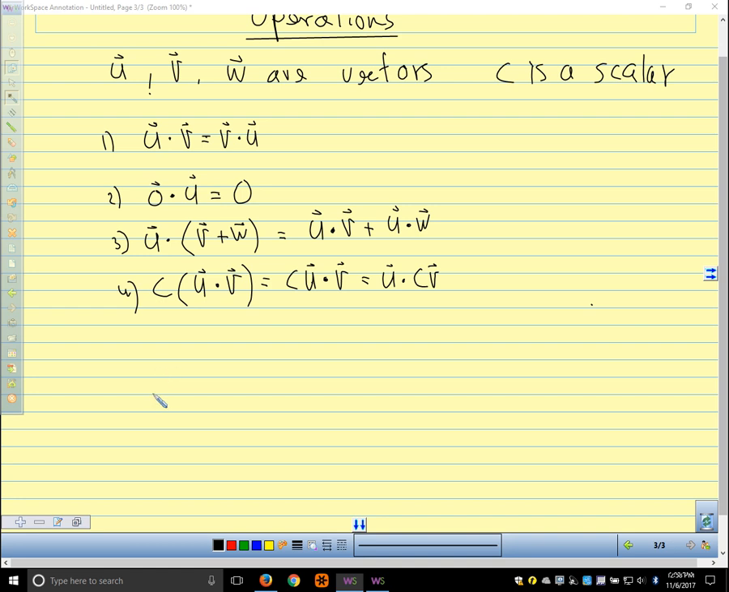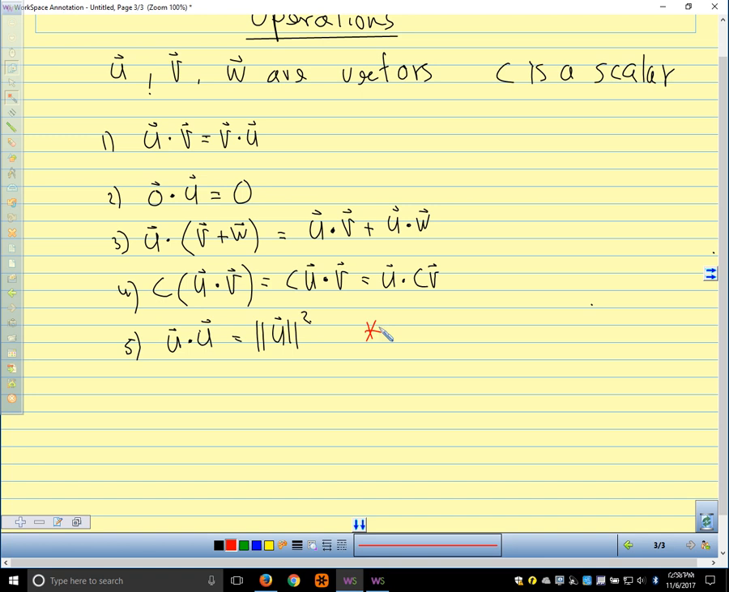And finally, this one turns out to be very important for various things that we do. A vector dotted with itself is the magnitude of the vector squared. This one turns out to be really important.